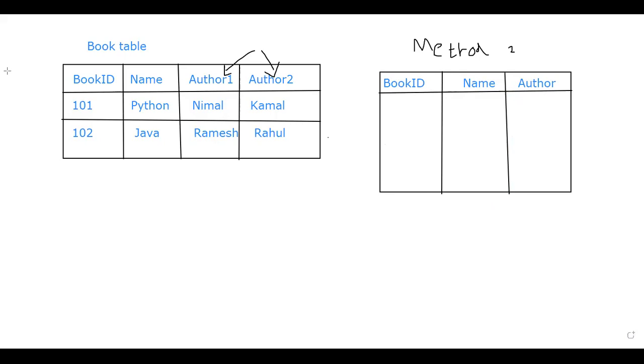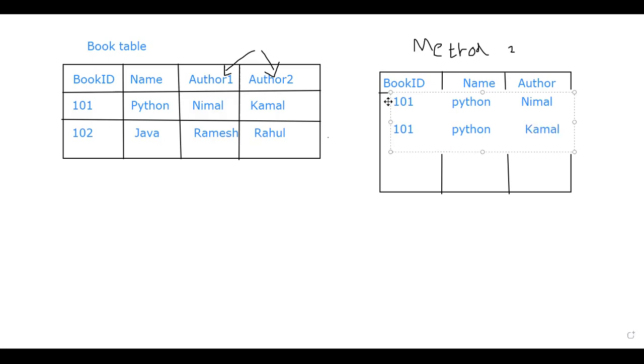So here the book ID is going to be 101, Python, and here the author must be Nimal. Now don't say Nimal, comma, Kamal. If you say that, then there is no atomic value, so again it's not in first normal form. Therefore, the next row is 101, Python, and the author Kamal.